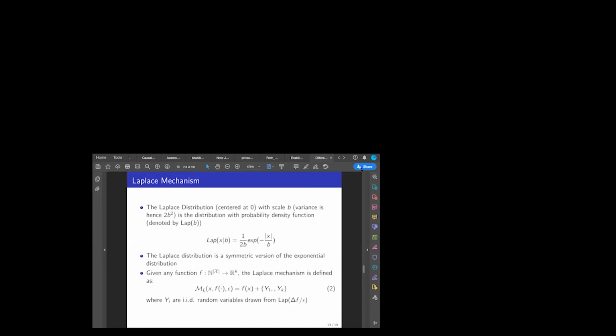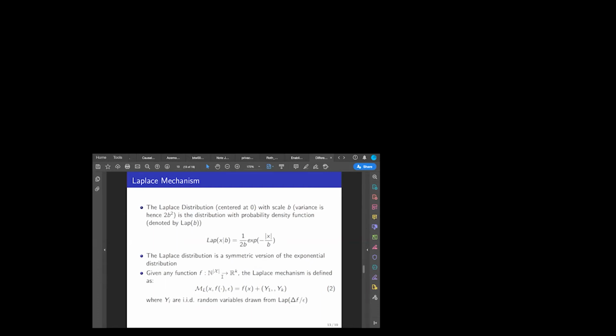So what does the Laplace distribution look like? A Laplace distribution centered at 0 with scale b, which means the variance is 2b squared, has a probability density function denoted by this. The Laplace distribution is a symmetric version of the exponential distribution.